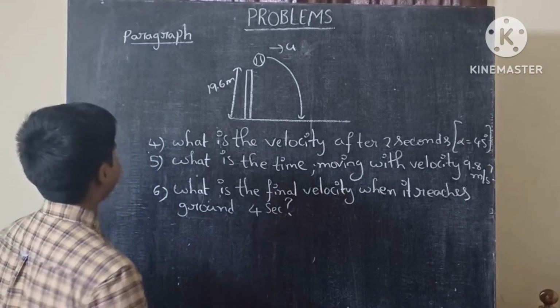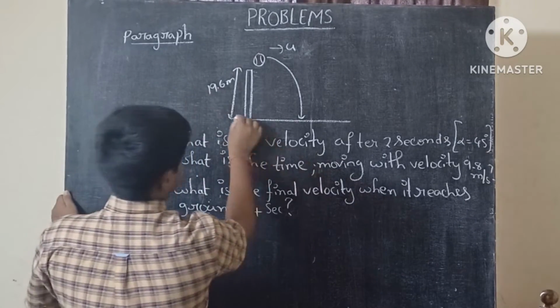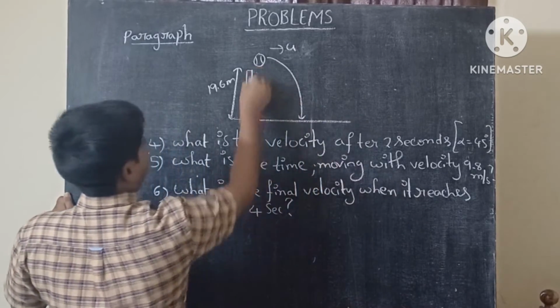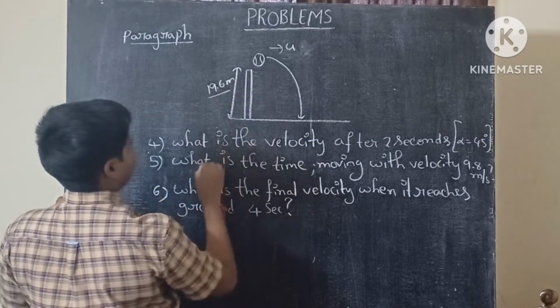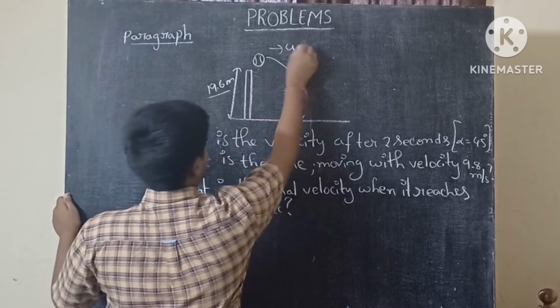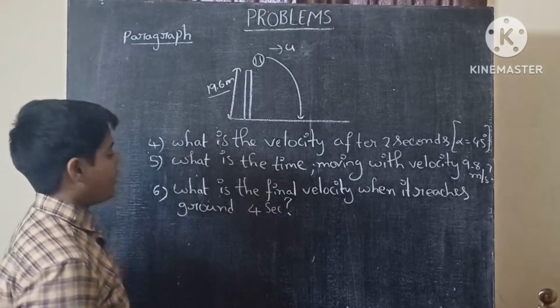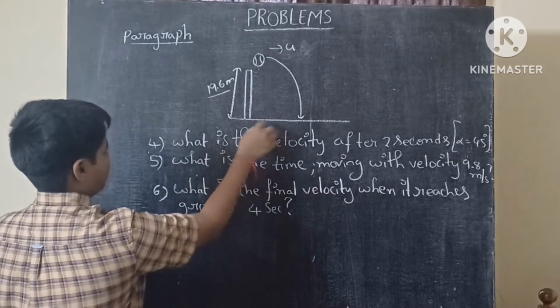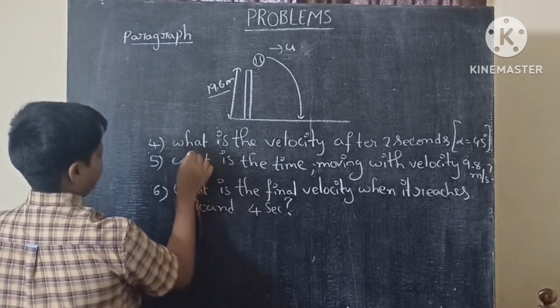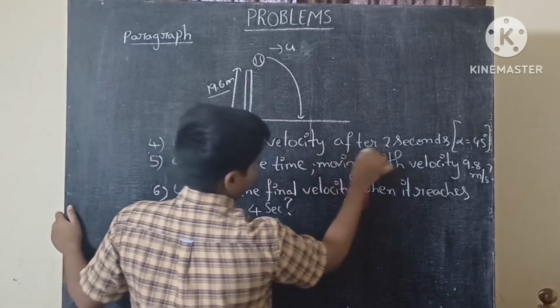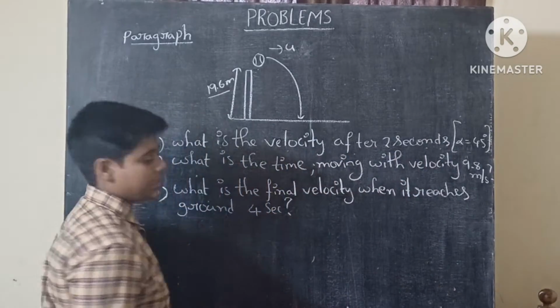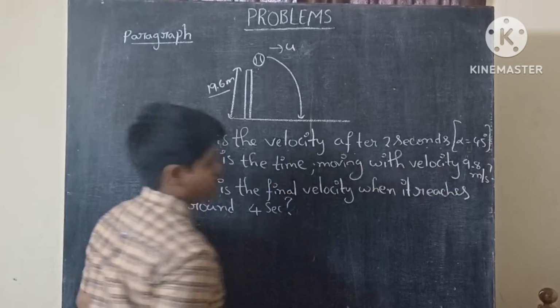And if you see this question, paragraph. Here they gave one of the conditions, the tower height is 19.6 meters and the ball is moving with initial velocity. And they asked 3 questions on the basis of this paragraph. What is the velocity after 2 seconds? Here they give angle 45 degrees.